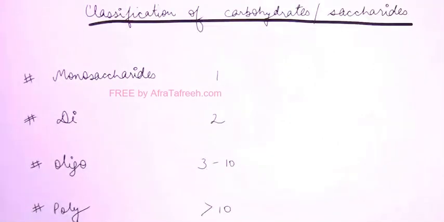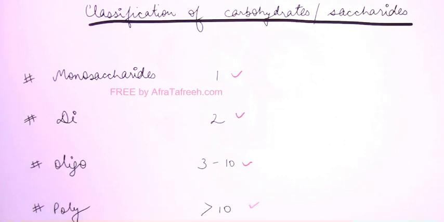So our next topic in carbohydrate chemistry is classification of carbohydrates, in which we'll be doing monosaccharides, disaccharides, oligosaccharides and polysaccharides. Carbohydrates are known as saccharides also, that's why the name is monosaccharide, like that. Now mono means 1, di means 2, oligo means 3 to 10 here, and poly means more than 10.